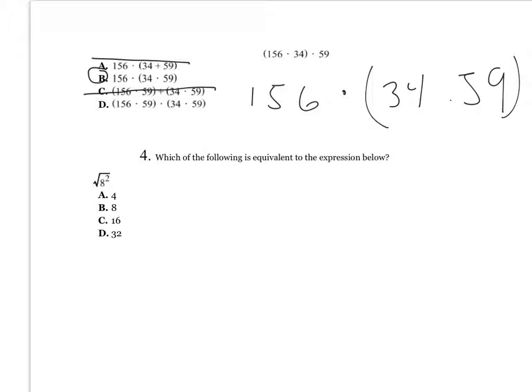But let's talk for a second about why D is not my answer. I have in D 156 times 59 times 34 times 59. I can't invent another number. 59 appears twice. In the original problem, we only see it once. Here it is twice. So D could not be our answer simply because 59 is twice. So even if you just went through process of elimination and didn't realize that you could use the associative property of multiplication, which is what we did here, you know that you can't have 59 more than once. So you automatically know B has to be your answer.